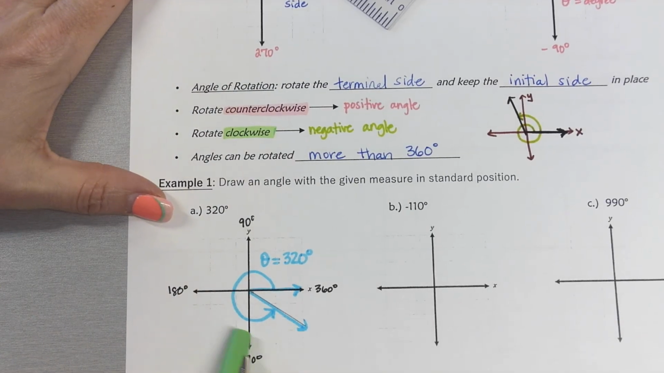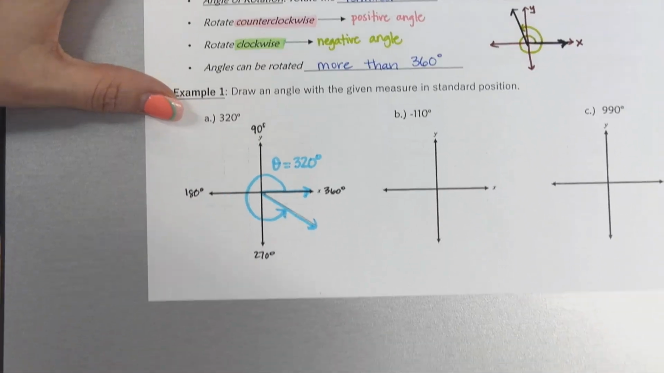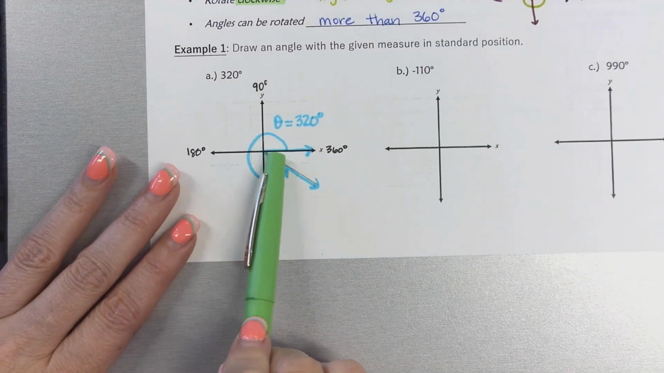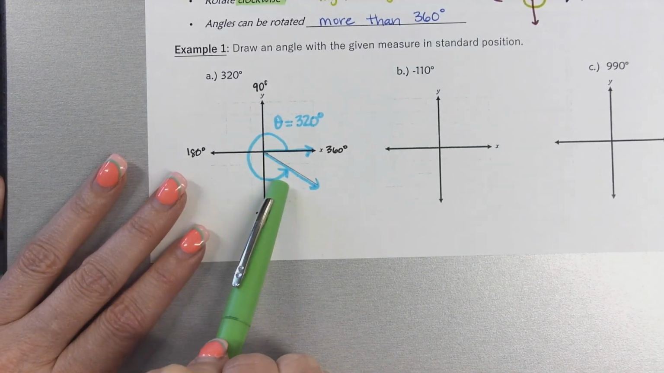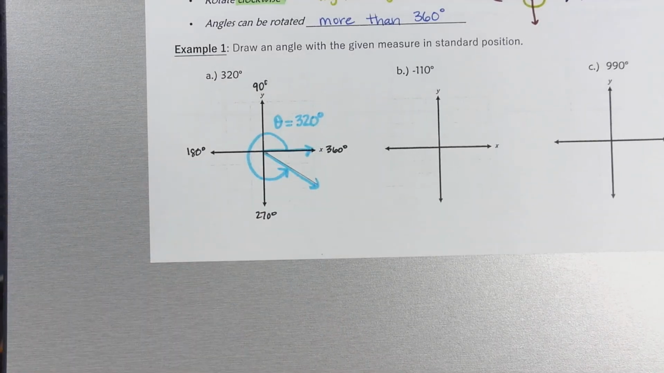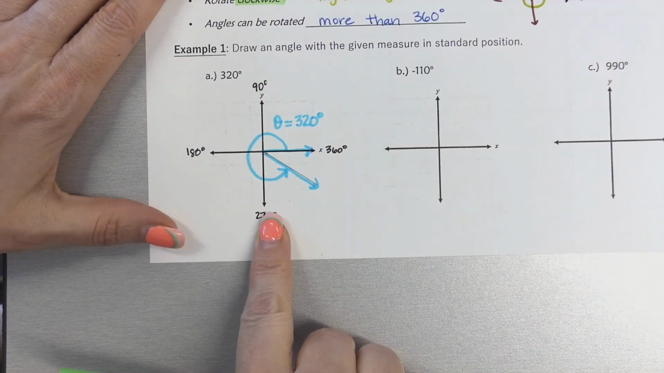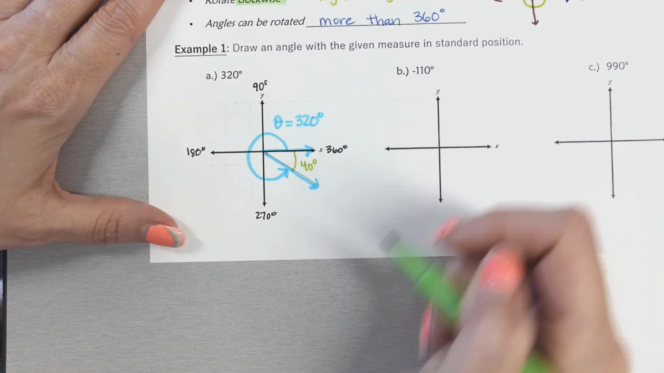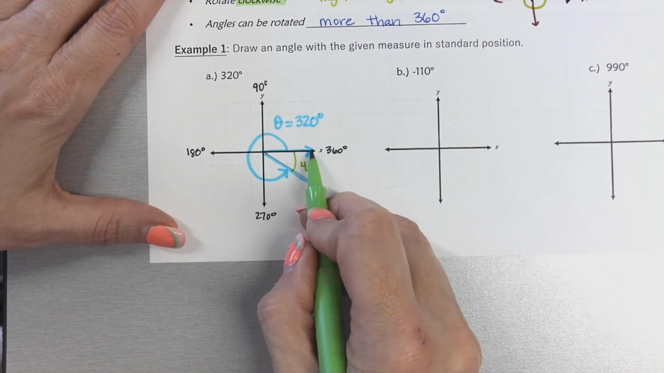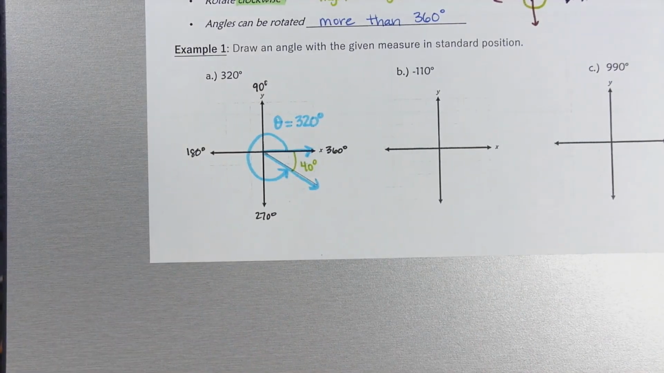What I have in blue here, that is required. Okay, so you have to have the initial side, the terminal side, this angle, and then theta is equal to 320. I'm just going to say that one more time. When you are doing your homework, everything that I have in blue up there, you have to have. What is optional is labeling like I did here. What else is optional is you might want to write that this is 40, right? Because 320 to 360, 40 degrees.